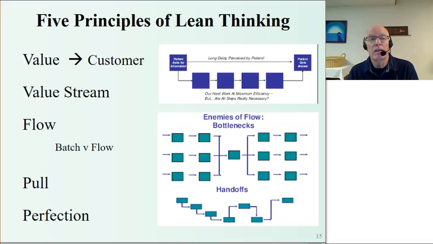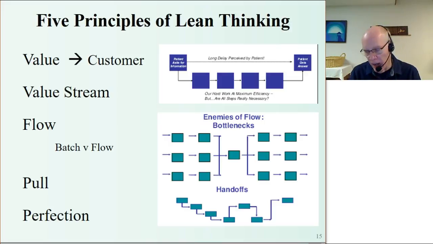So again, the whole idea, the value stream. How do I minimize things that don't add value to the product? How do I get the flow simplified? How do I do the right handoffs? Do I do them at the right time? Can I do things in parallel instead of always in series? And the idea of batch versus flow.